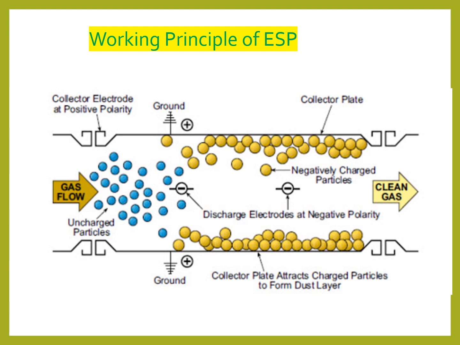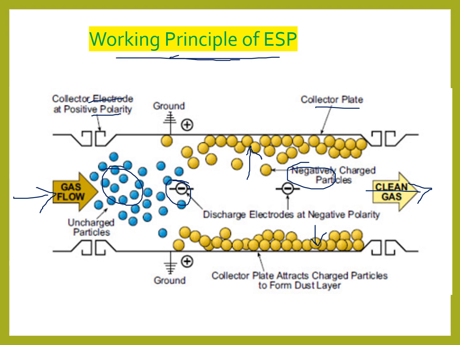So this figure shows the working principle of this ESP. So this is the gas flow. These are uncharged particles which are present. This collector electrode, that is the wall surface, is acting as a collector plate, with positive polarity, and these are all negative polarity charged particles. They will go towards this particular wall, the collector plate, and once they are attracted, they will stick to this outer wall, and then the clean gas can be taken out, and all the particles which are attached to the wall can be collected later on. So this is the principle of ESP that you can explain in the exam.